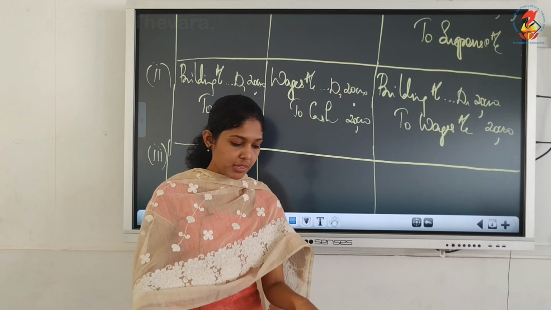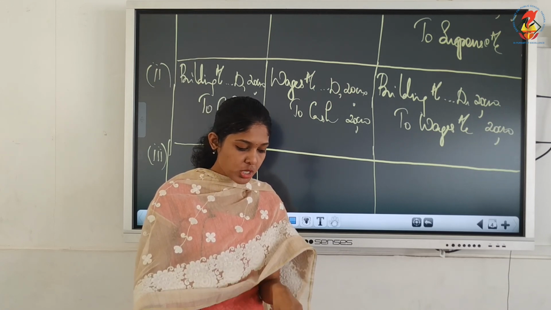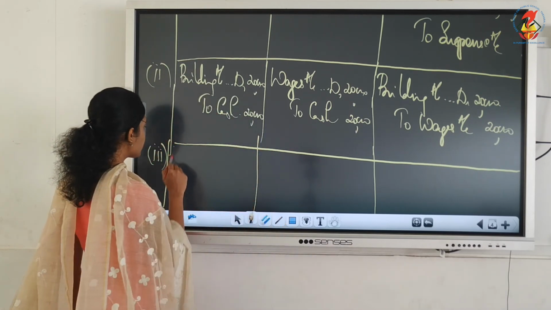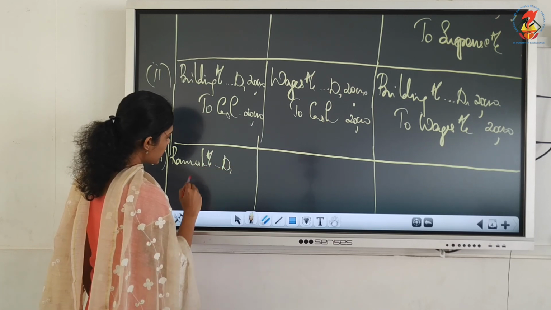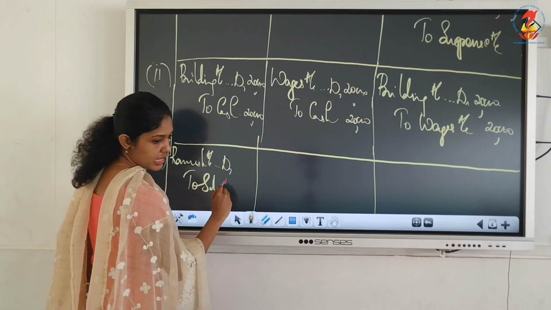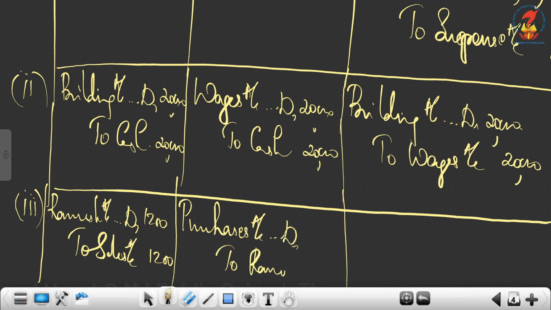So we will write the correct entry first. We sold goods to Ramesh for rupees 1200. What should be the correct entry when you sell goods to Ramesh on credit basis? We will write his name, Ramesh account debtor to sales account, the amount is 1200. Then it was passed through purchases book, so the wrong entry we would have written like this: purchases account debtor to Ramesh account 1200.